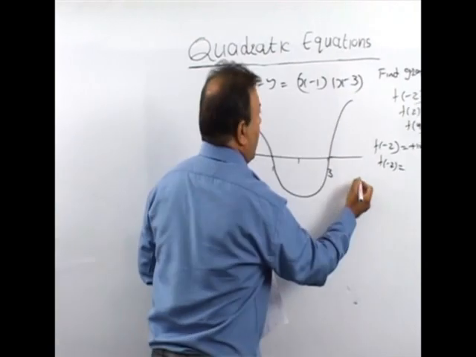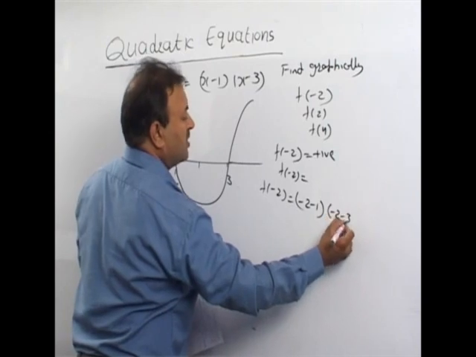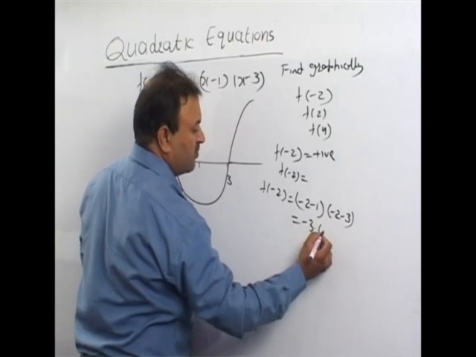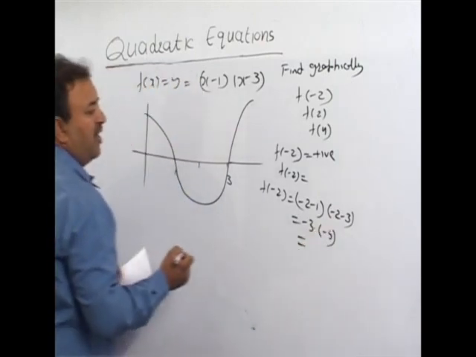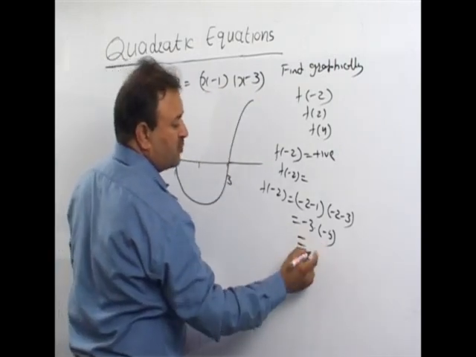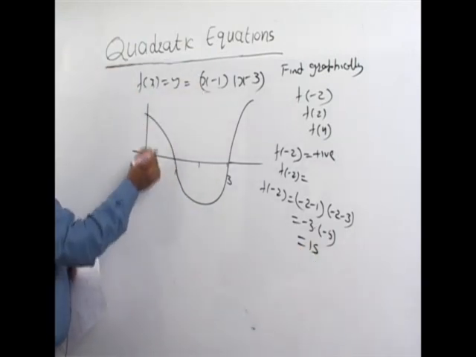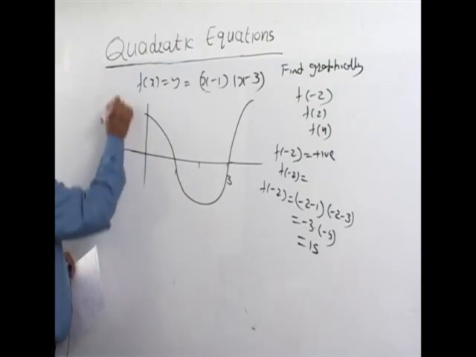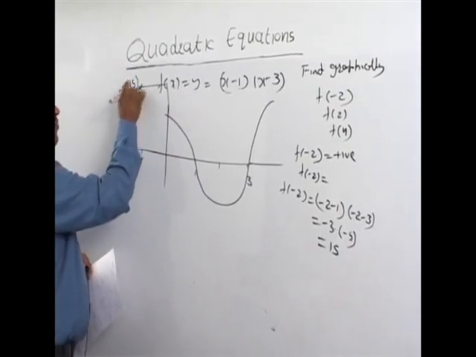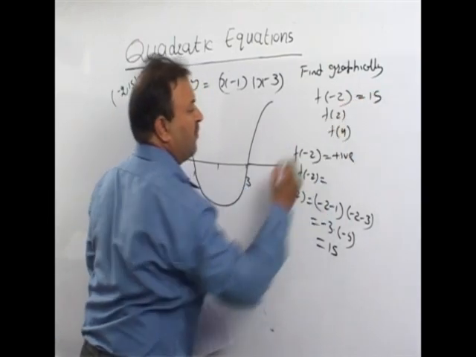f(-2) = (-2 - 1)(-2 - 3), which comes out to be -3 into -5, which is 15. So obviously it will be somewhere here, f(-2) is equal to 15. This point will be (-2, 15).